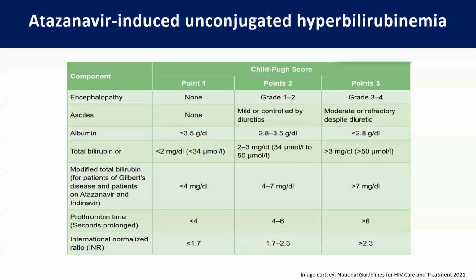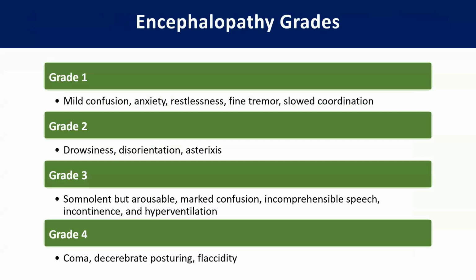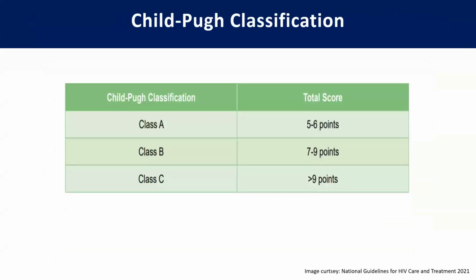And finally, with all these points, we calculate whether the patient falls in, these are the encephalopathy grades, how to calculate that, and according to that, we find out the Child-Pugh scoring. And only Child-Pugh category A will be given atazanavir, ritonavir. So that's what class A Child-Pugh means. Only these patients can be given ATV/r.